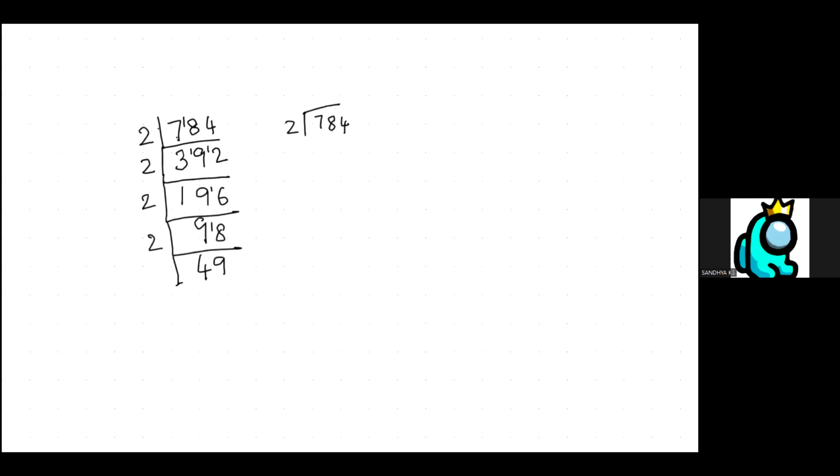49 is an odd number. It is not an even number, right? And also 49 is ending with 9, so we can check whether it is divisible by 3. 4 plus 9 is 13. 13 is not divisible by 3, so it is not divisible by 3. But we know 7 sevens are 49, right? So 7 is the lowest prime number which can divide 49. So 784 we can write as 2 multiplied by 2 multiplied by 2 multiplied by 2 into 7 into 7.